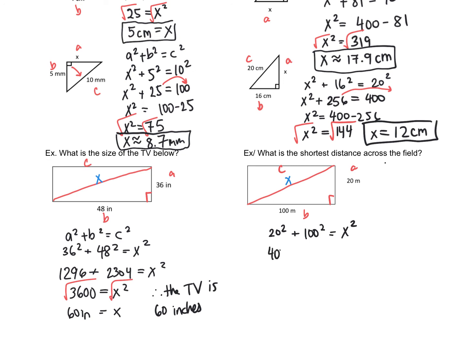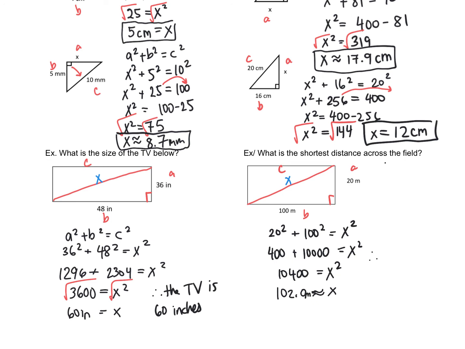20 squared, 400. 100 squared is 10,000. And then we can add up our numbers to get 10,400. And then we will square root that. And we get approximately 101, actually we get 101.98. So if I round that to one decimal, it actually would be 102.0 approximately for x. And that was in meters.